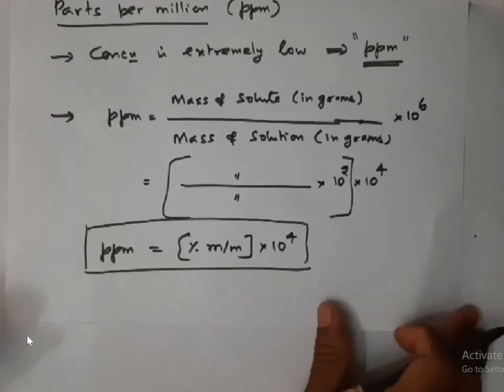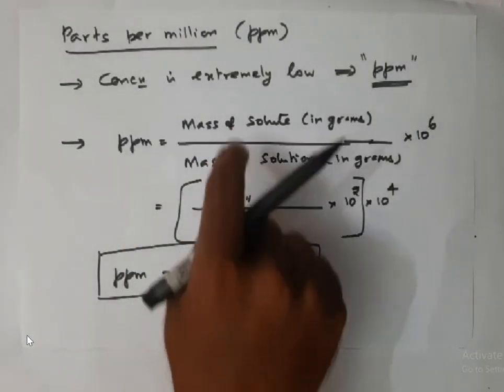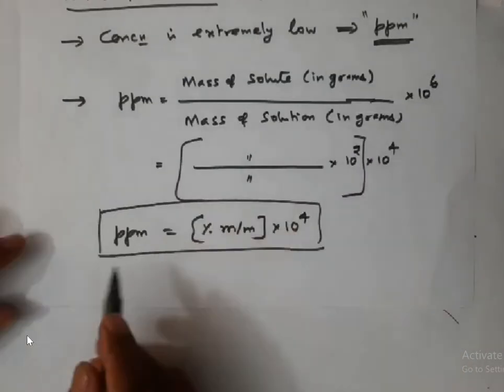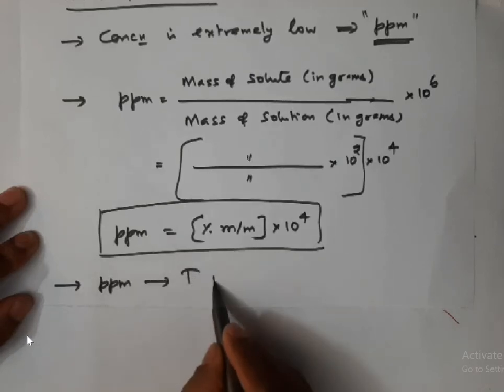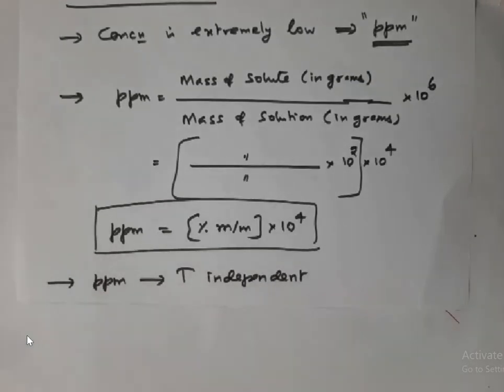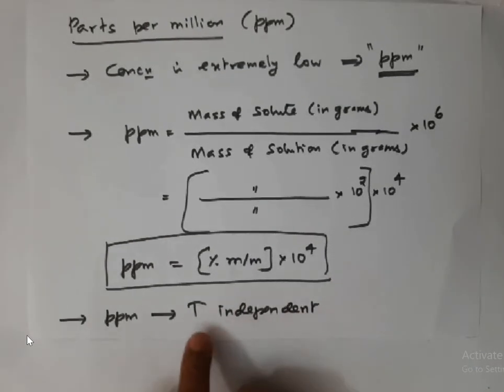Now I'll give one simple problem to understand. First take down, students. Here we are not using any volume term. There is no volume, we have only mass. Therefore parts per million is temperature independent. You must know which concentration terms are temperature dependent and which are temperature independent.